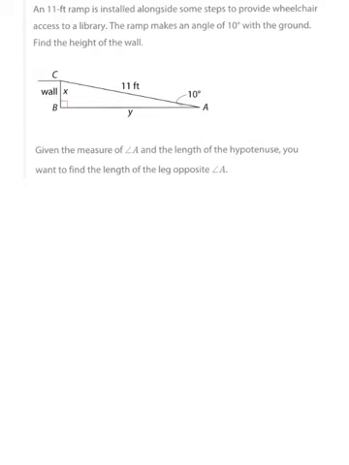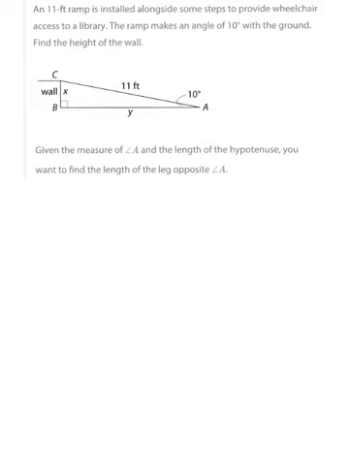And now this is what we worked our way up to. Using those trig ratios and being able to solve for those trig ratios, we want to be able to solve for problems like this. This is a real world problem that's more realistic of what you guys will see. It says an 11-foot ramp is installed alongside some steps to provide wheelchair access to a library. The ramp makes an angle of 10 degrees with the ground. Find the height of the wall.